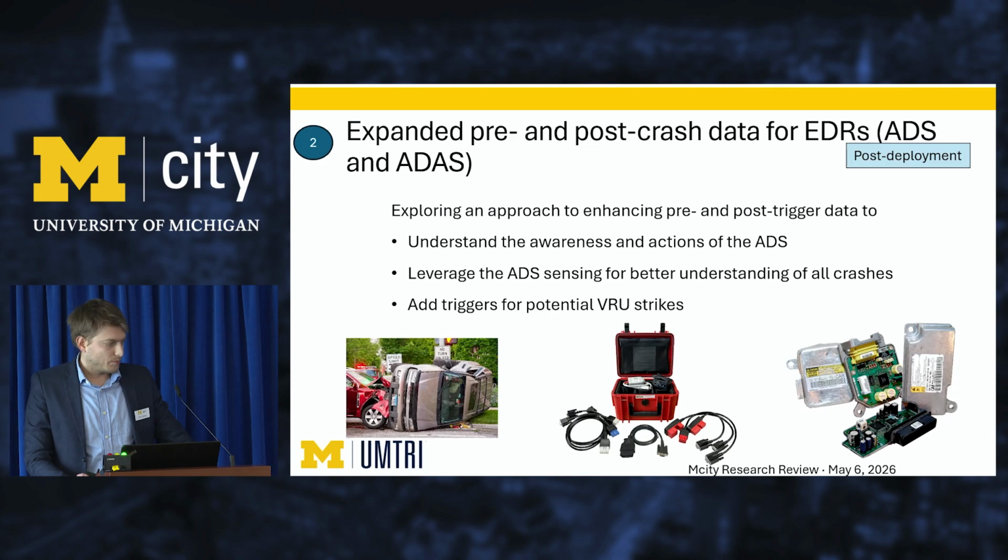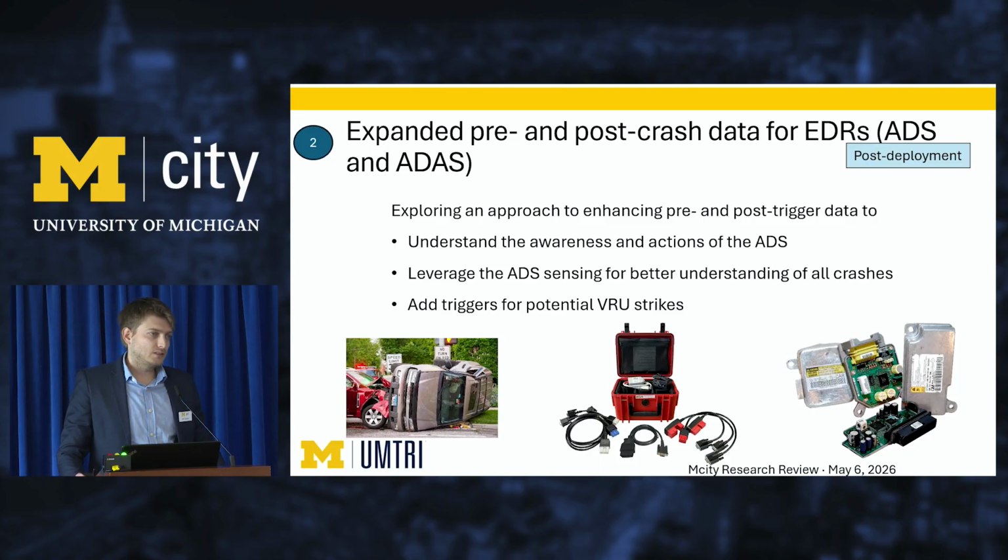Another thing that I want to talk about is the expanded pre- and post-crash data for EDRs, event data recorders. This is particularly important for ADS and ADAS systems. EDRs were originally designed for airbag applications, in the pre-ADS era, for human drivers. So they generally record a limited amount of data with a limited sampling rate. It generally includes a limited amount of pre-crash kinematics and some post-crash data like delta V, the change of speed after the collision has happened.